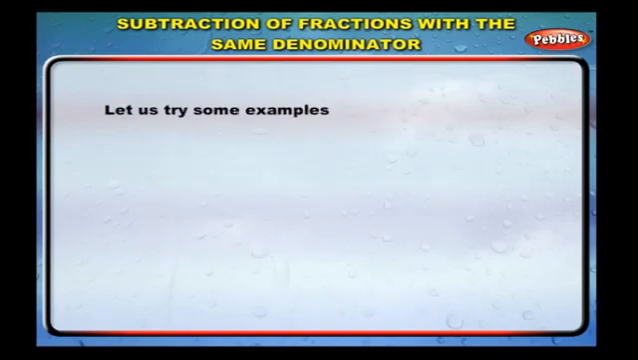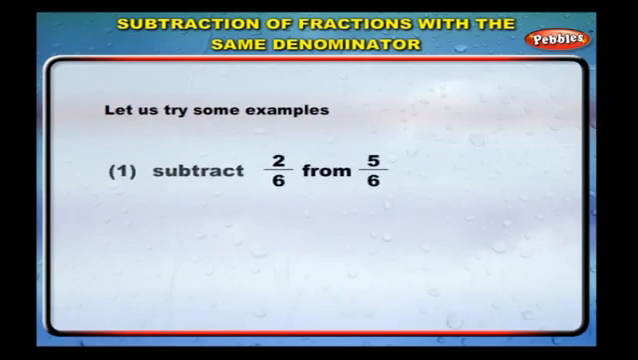Let us try some examples. Sum 1. Subtract 2 by 6 from 5 by 6. The denominators are the same. Deduct the numerators. 5 minus 2 is equal to 3. So, the answer is 3 by 6.